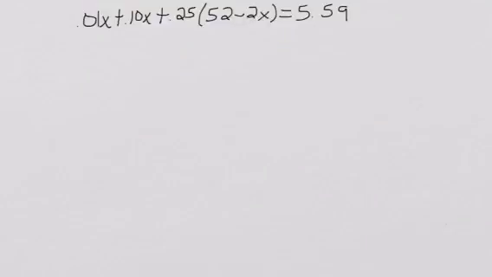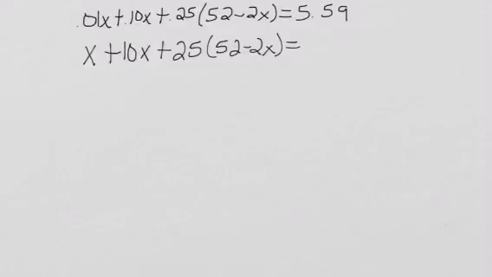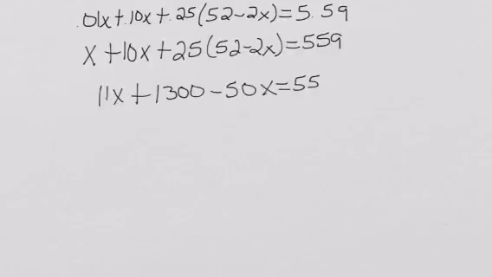Now, I want to get rid of the decimal. So I'm going to move all the decimals over 2 places to the right. That leaves me with x plus 10x plus 25 times 52 minus 2x equals 559. Alright, so x and 10x is 11x. 25 times 52 gives me 1300. Then 25 times negative 2x is negative 50x.